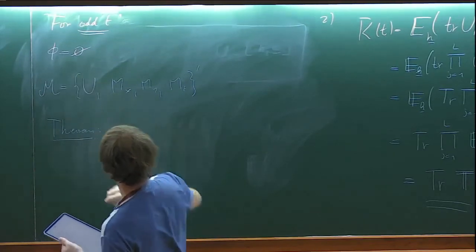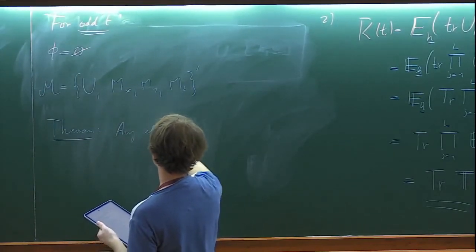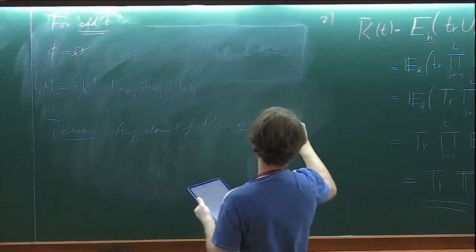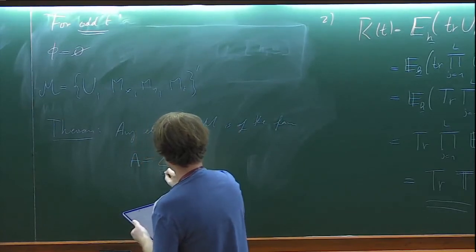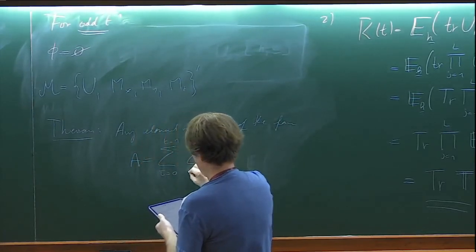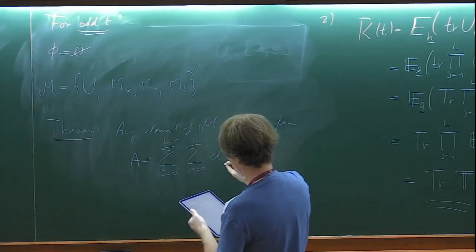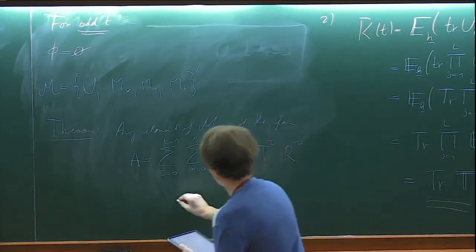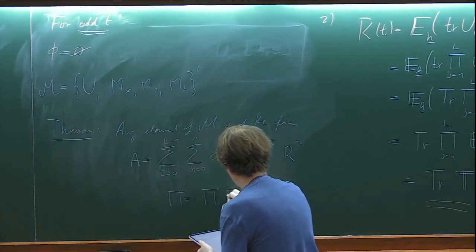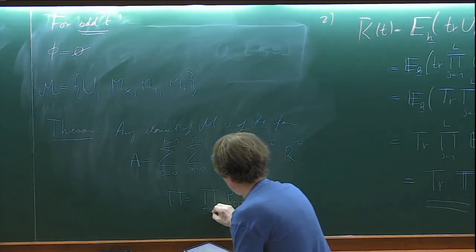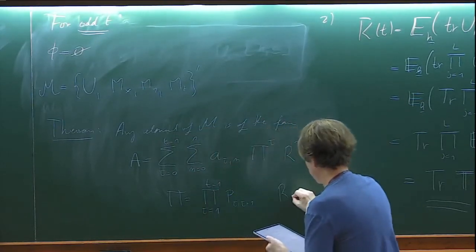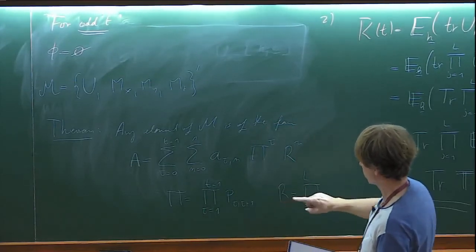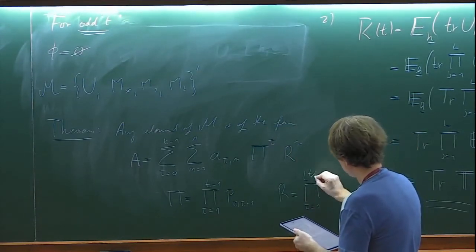So let's call this M. The theorem: any element of M is of the form A, a sum over tau from 0 to T minus 1 and n either 0 or 1, with some complex coefficients, of tau n times pi to the tau r to the n, where pi is a periodic translation on a lattice, which can be generated in terms of transpositions, and r is the reflection. Again, both are written in terms of transpositions. These are particular representations of translations and reflections over the Hilbert space of T spins, a 2 to the T dimensional space.